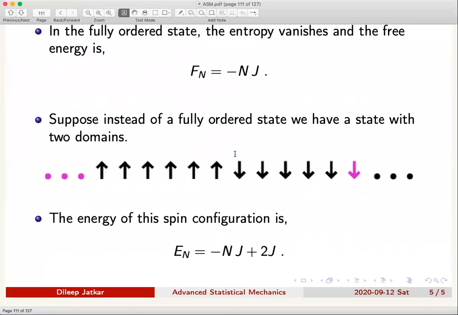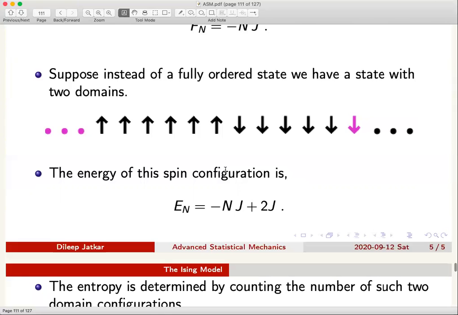Now in the large N limit, this seems like a very small cost. And therefore you would think that this is a configuration pretty close to the fully ordered state. But we'll see that this kind of configuration has, at least in one dimension, an important role to play. So this is the contribution to energy, and that's why the internal energy piece would take a contribution of this kind. A small change because of one pair of spins pointing in opposite directions.